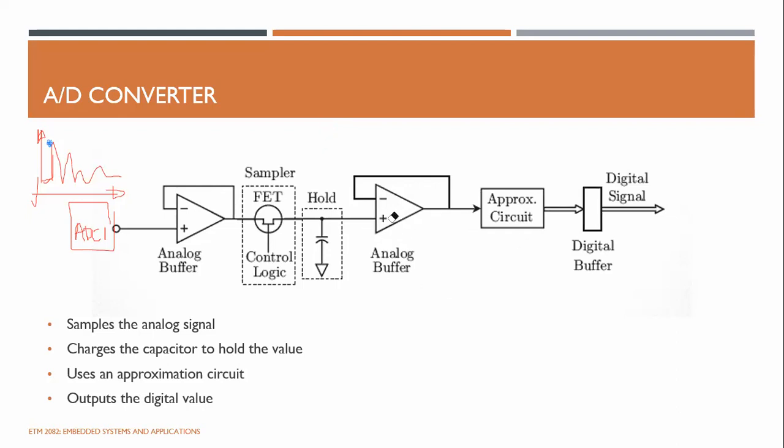Here also there's an analog buffer, because if you don't have a high impedance, this capacitor can quickly discharge, right? So this is in the 1 mega ohm range of input impedance, so that will keep the capacitor from discharging very fast. And then there's an approximation circuit, called successive approximation ADC, which is used in Atmel microcontrollers, and then you convert whatever the analog value is to a digital value.